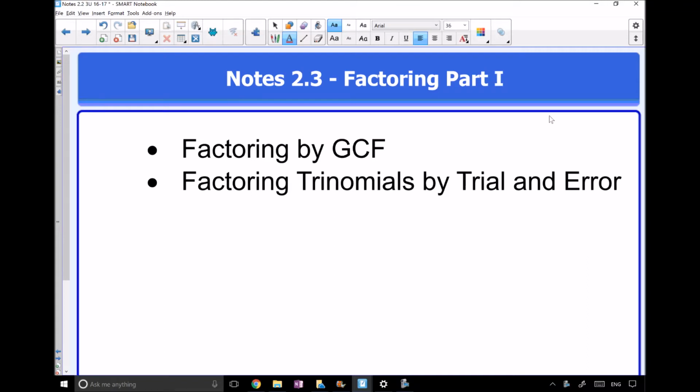Hi, ladies and gentlemen. Notes 2.3 are on factoring, and this is part one of our factoring. We are going to do a review of two different types of factoring. The first type is called factoring by GCF, and the second type is called factoring trinomials by trial and error. This is some review from last year, but make sure you watch it really carefully because we need to make sure you know how to factor in order to be able to successfully complete the rest of the unit.